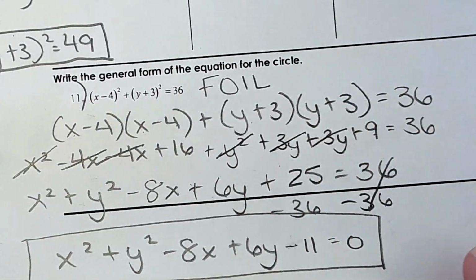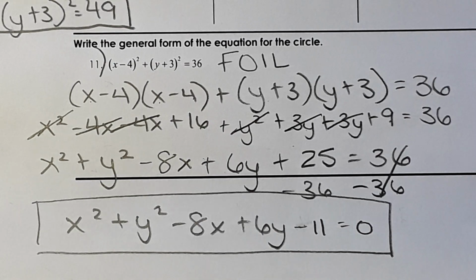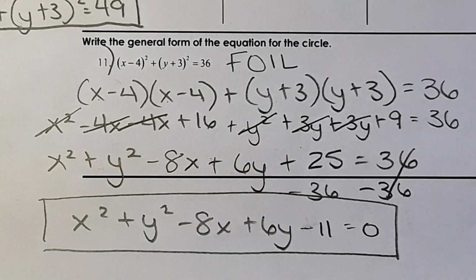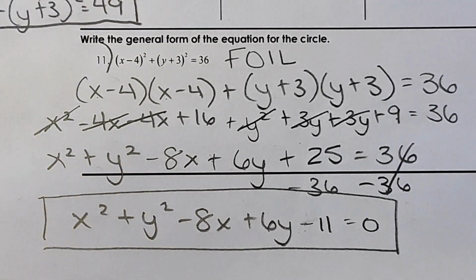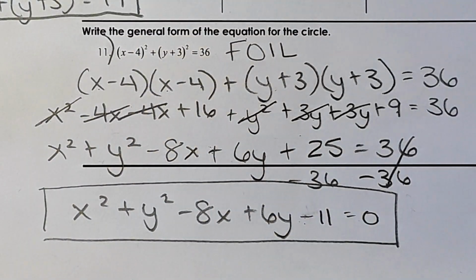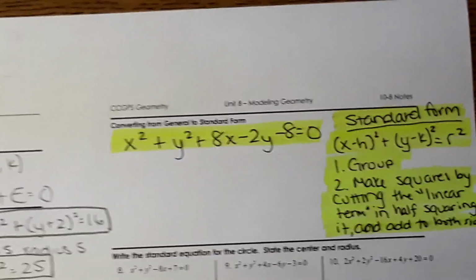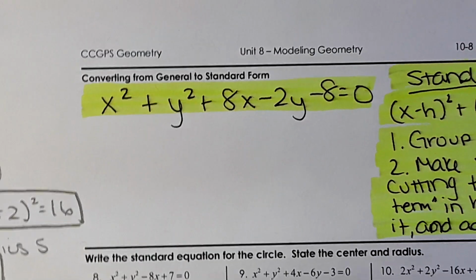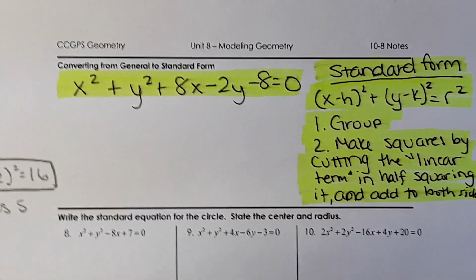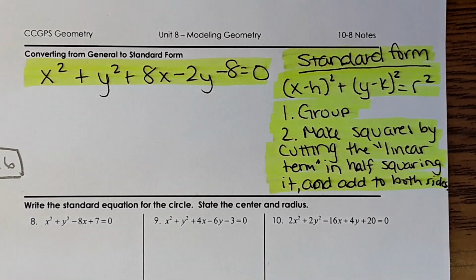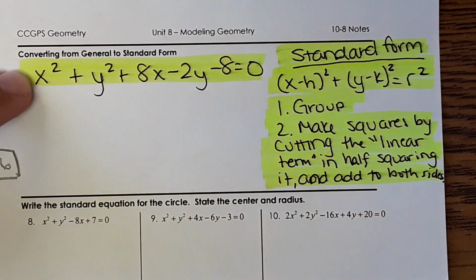And there we go. That would be the standard form of that circle. Now we're going to learn how to do it the other way, going from general form back to standard form. So that's where we go to the top here. I had you write this down already, so this goes a little bit faster. This is the problem that we're going to be solving.